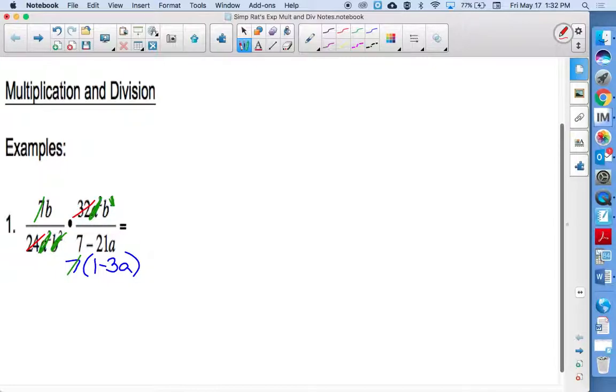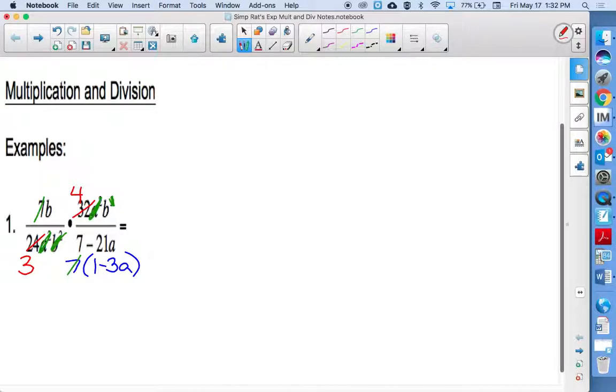Wait, hold on. 24 divided by 8. Yeah. 3. 32 divided by 8 is 4.